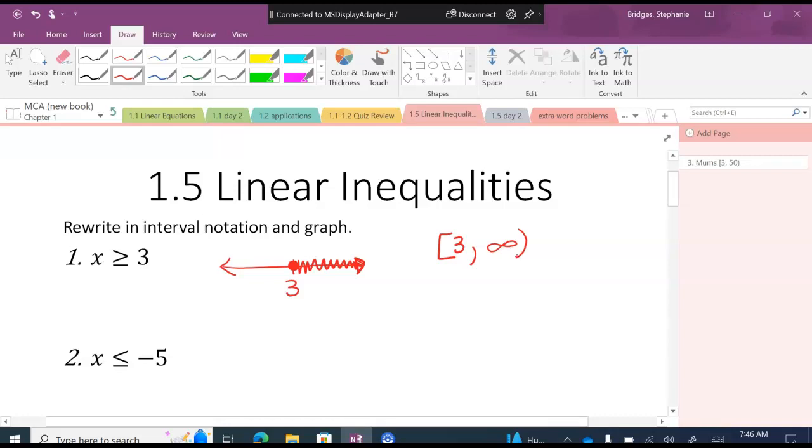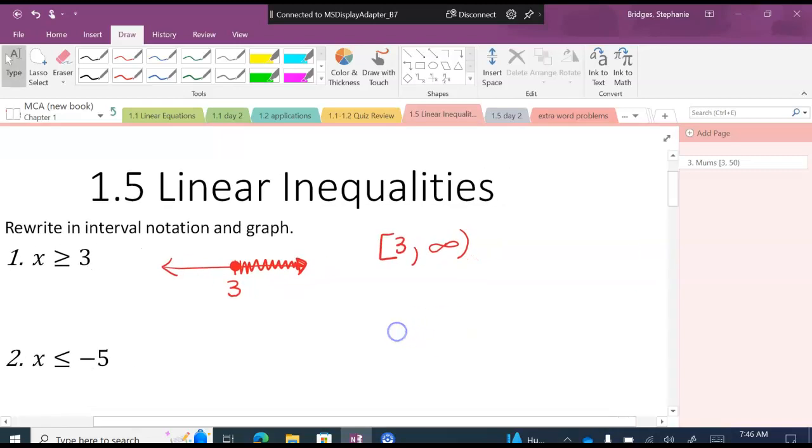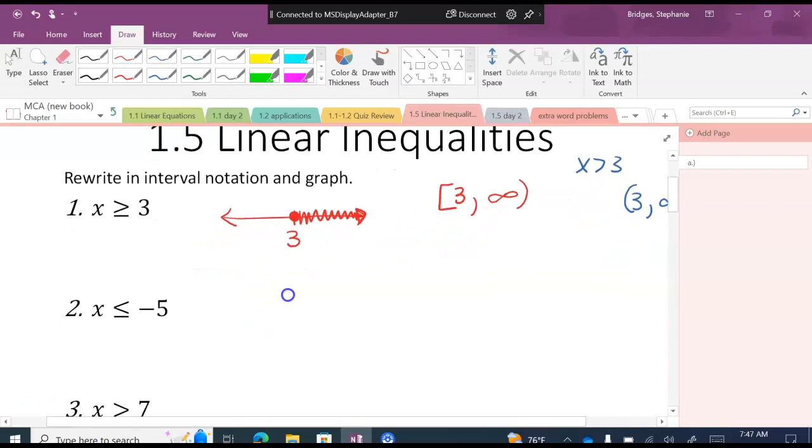The square bracket means it's equal to 3, comma, infinity, because it's going to the right of 3 as far as it can go, which is infinity. And you can never equal positive infinity or negative infinity. Does that make sense? Now I just want to show you the difference. If this had been x is just greater than 3, then with my interval notation, it would be a parenthesis, 3, comma, infinity, and another parenthesis. So that's the difference between equal to versus not equal to. Equal to, it's going to be a square bracket. Not equal to, it's going to be a regular parenthesis. Everybody okay with that? Okay.